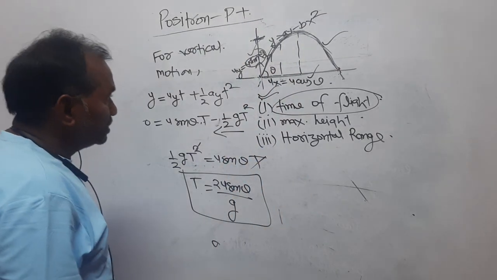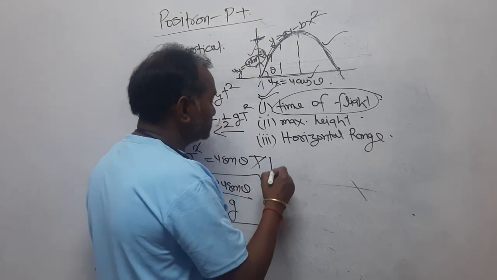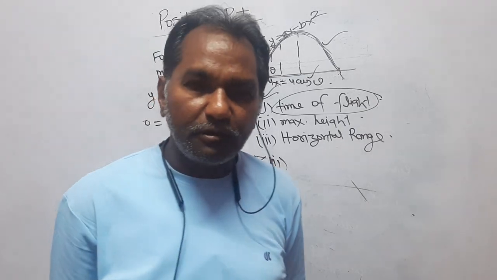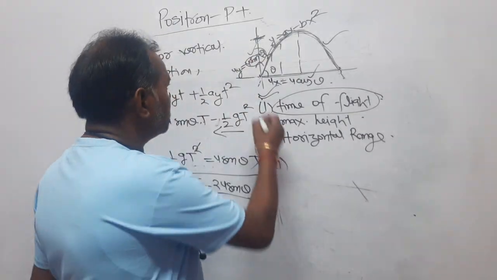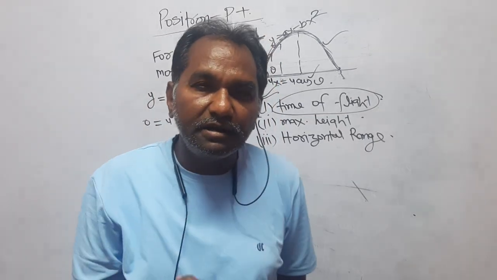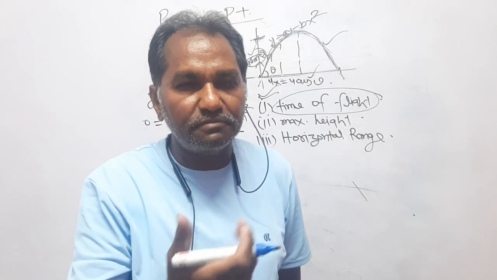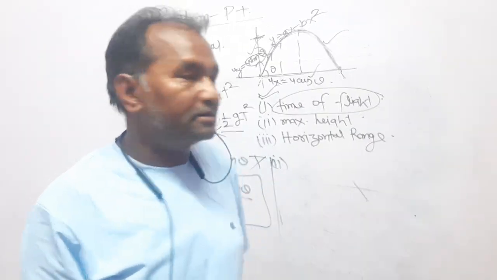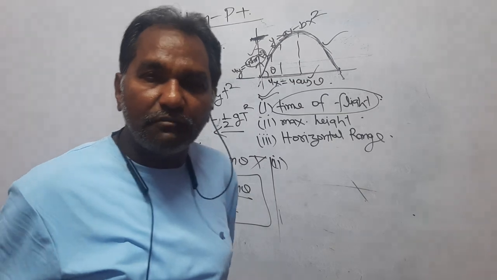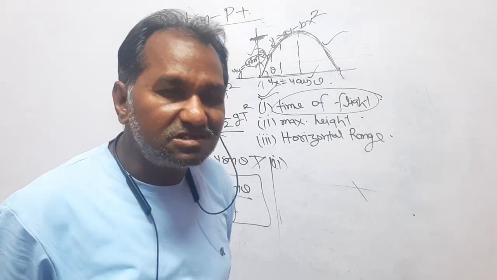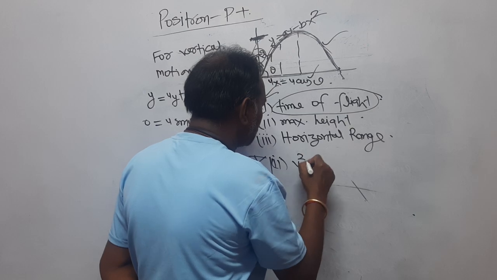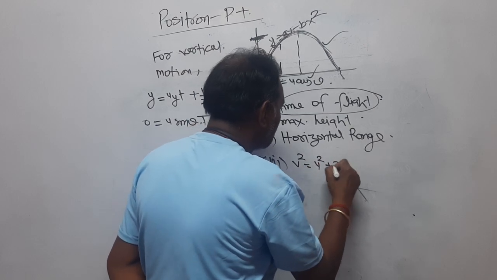Now, dear students, the second part we have to discuss is maximum height. What is the maximum height that the body will reach? Initial velocity you know here. At maximum height, the kinetic energy becomes 0, the body stops and then begins to return back. So at this position, the final vertical velocity will become 0. So here we apply, you know, v square equal to u square plus 2as.